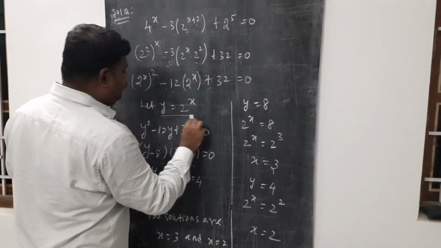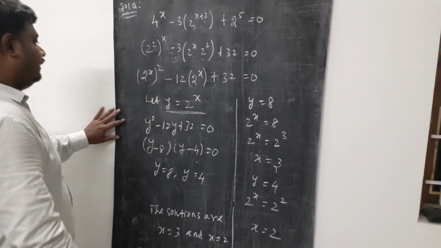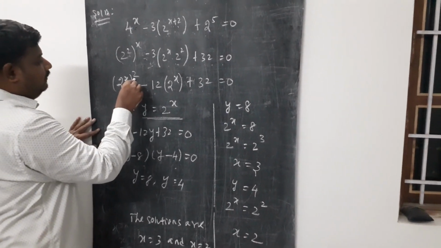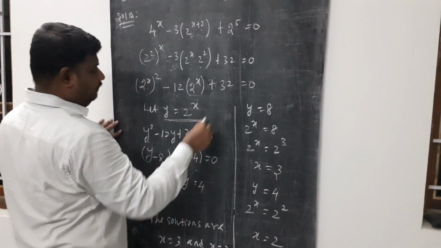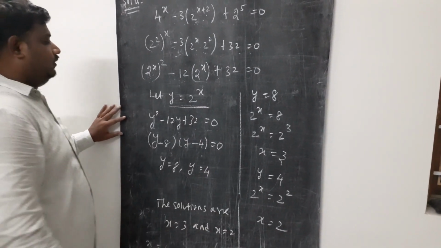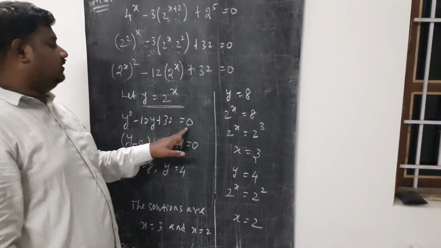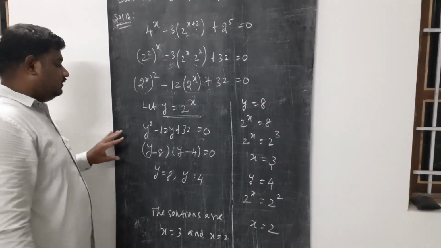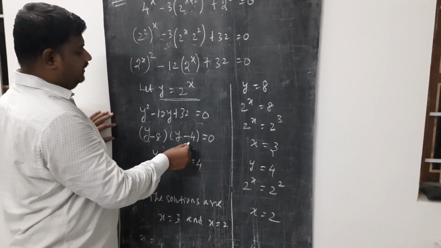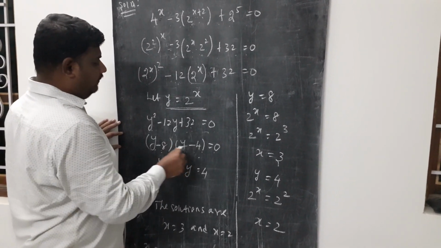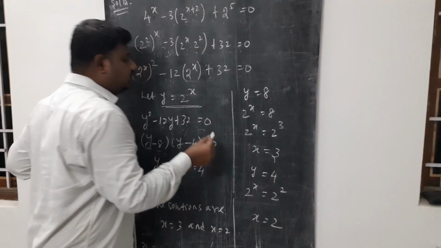Once again I am taking y is equal to 2 power x, and substituting here. This is y, so the power is square. So I can write y square minus 12y plus 32 is equal to 0. So you form a quadratic equation, y square minus 12y plus 32 is equal to 0. We solve this quadratic equation. Get the factors: y minus 8, y minus 4 is equal to 0. 8 fours are 32, and 8 plus 4 is 12. So y minus 8, y minus 4 is equal to 0.